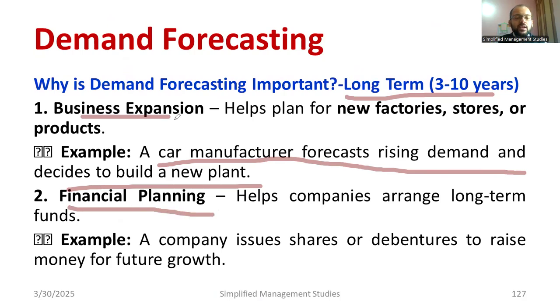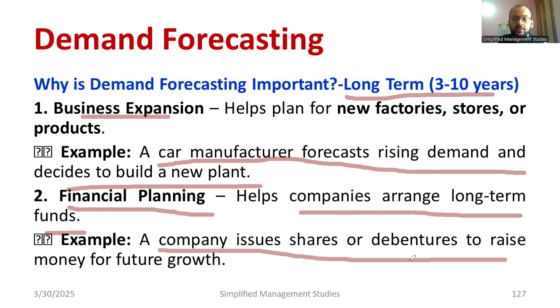Another point, the second thing, is financial planning. It helps companies arrange long-term funds because capital is mandatory. Without financial capital, we cannot go further. A company issues shares and debentures to raise money for future growth. So these are the things you need to understand.